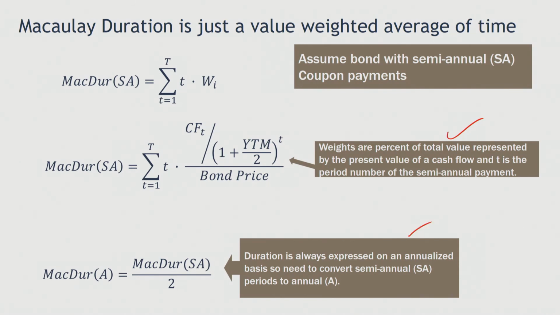Also, since for bonds with semi-annual payments, T is the time in terms of semi-annual periods. Now, since we usually talk about Macaulay duration in terms of annualized Macaulay duration, we need to convert the semi-annual Macaulay duration from a semi-annual basis to an annual basis. And we do this by simply dividing by 2.